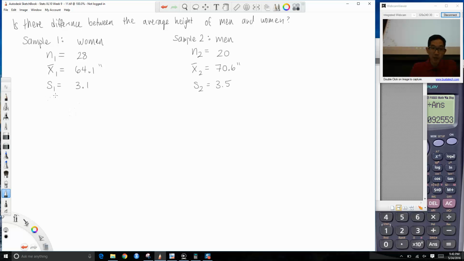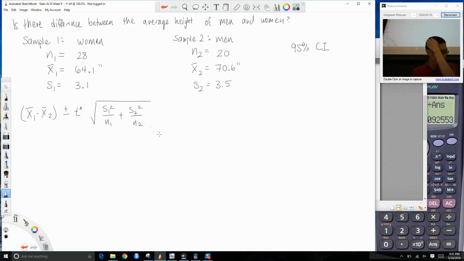Okay, so let's make our confidence interval. We'll make a 95% confidence interval. So our 95% confidence interval is x bar 1 minus x bar 2, plus or minus t star times our standard error, which is the square root of s1 squared over n1 plus s2 squared over n2.